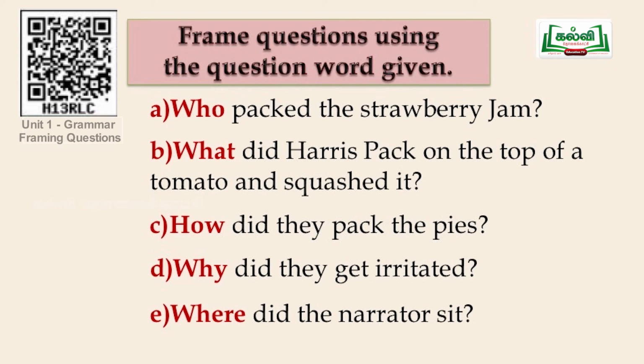What is the third question word? How? How did they pack the pies? Yes. What is the fourth question word? Why? Why did they get irritated? See the last question word, what they have given there? Where? Where did the narrator sit? Yes. So you finished one exercise. Very good. Now let's move on to the next exercise.